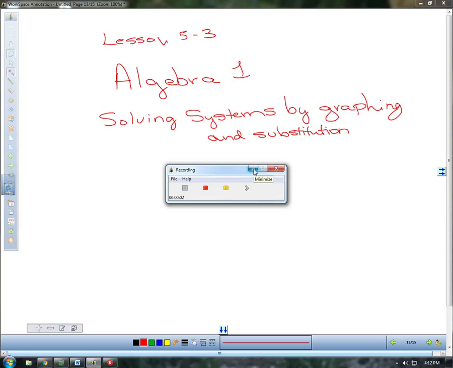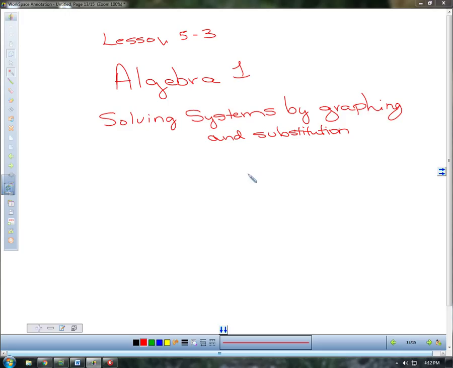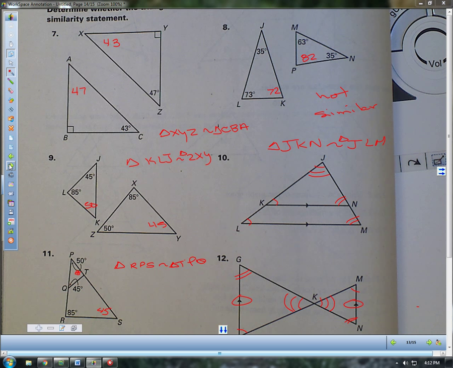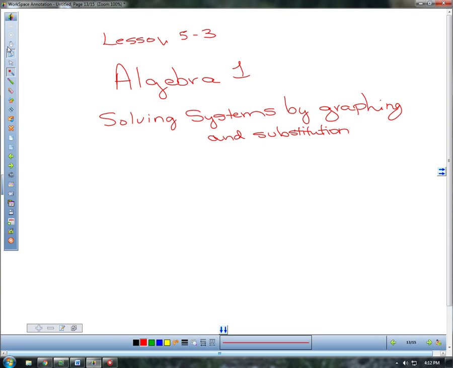Hello, algebra students. This is going to be lesson 3 of chapter 5. It is solving systems by graphing and substitution. So there's technically not any new information on this video, but I wanted you to hear again how to do each one of these. So I'm going to work a problem of each kind.